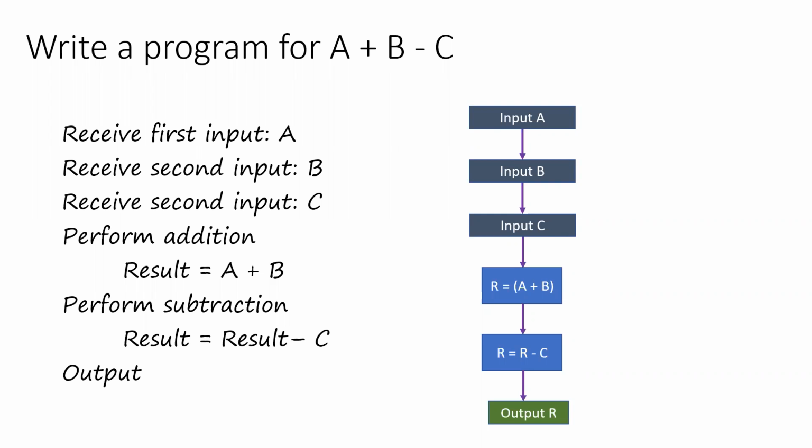Let us write an LMC program for A plus B minus C. For that, we need a pseudocode and a flowchart. We can represent any one of them. If you are comfortable with pseudocode, kindly proceed with the pseudocode, or if you are comfortable with the flowchart, continue with the flowchart. For the remaining questions, maybe I will be using the flowcharts.